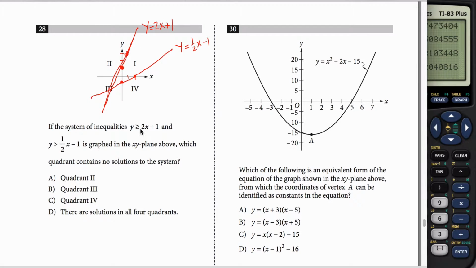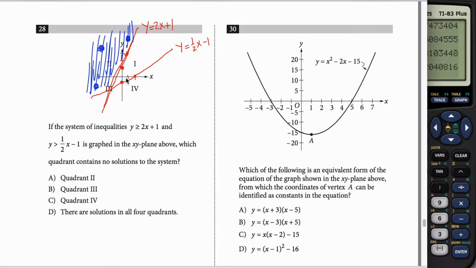You want y is greater than or equal to 2x plus 1. So we're talking about all the stuff that's above this line. And we're talking about all the stuff that is above the 1/2 x minus 1 line. So really what I'm looking for is the region that is above both of these lines. So I'm talking about this region right here. Note that there are points in quadrant 1, quadrant 2, quadrant 3, but nothing in quadrant 4.